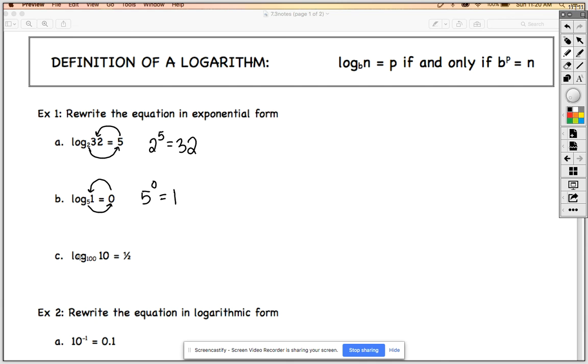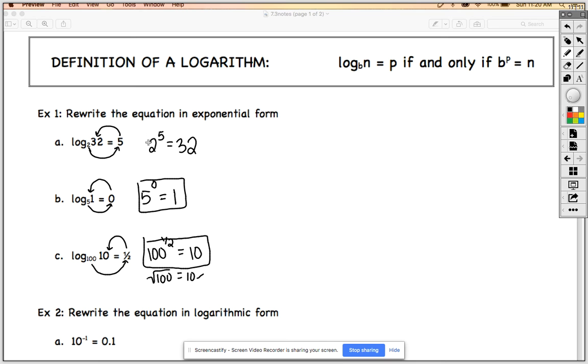And then part C, I have log base 100 of 10 equals 1/2. So I start with my base of 100. Here's my power, 1/2, equals my number 10. Remember, a 1/2 or a fraction power is the same as a root. So this is really saying the square root, because that's equivalent to a half power. Square root of 100 equals 10. I know that's true.